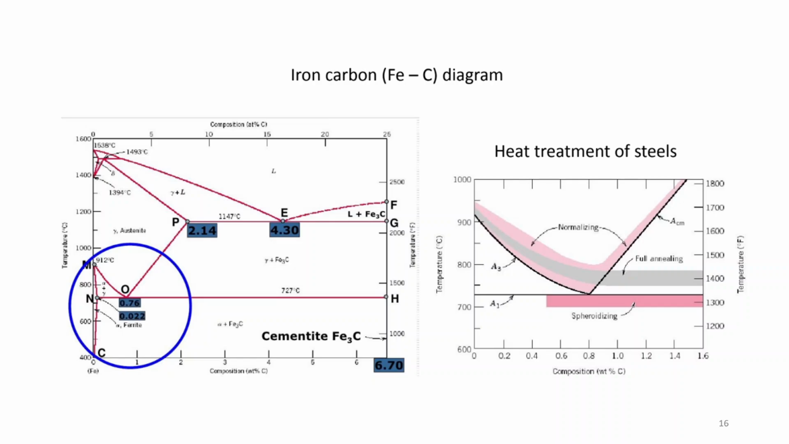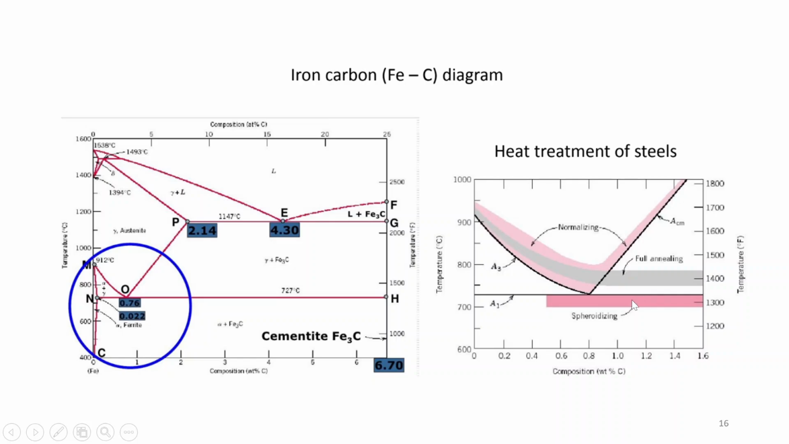Okay, and the temperatures also you need to remember. For eutectoid reaction it is 727 degrees Celsius, for eutectic reaction it is 1147 degrees Celsius, and for peritectic reaction it is 1493 degrees Celsius. And this plot shows the temperature ranges for full annealing, normalizing and spheroidizing annealing.